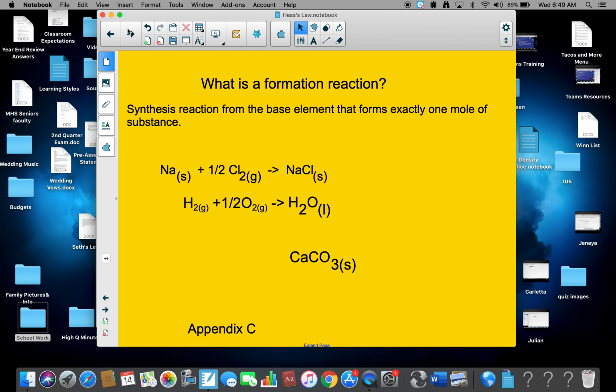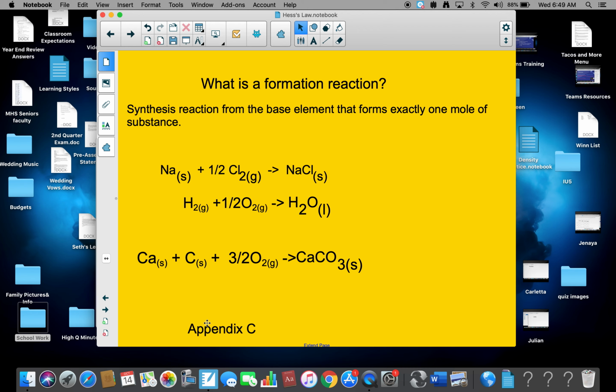All right, one more example. Let's do calcium carbonate. Calcium carbonate is a solid. It's formed from calcium, carbon, and oxygen. My calcium, which is solid, is good. My carbon, which is solid, is good. I have 2 oxygens and I have 3 oxygens. To balance it up, I put a 3/2.